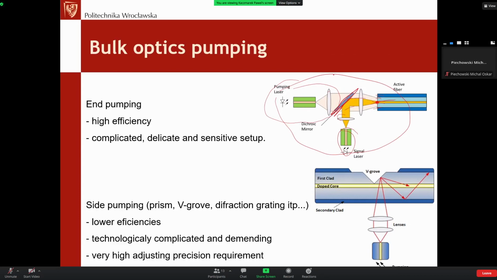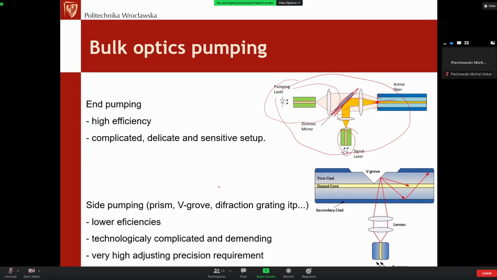So this type of pumping was present only, in fact, in some scientific research, but cannot be used in industrial applications because of its sensitivity. You can imagine the core of a fiber is a couple of microns. The whole thing is operating at extremely high power levels, so every temperature change and other things requires realigning the system. So they are delicate, sensitive to mechanical misalignment and temperature and other things.